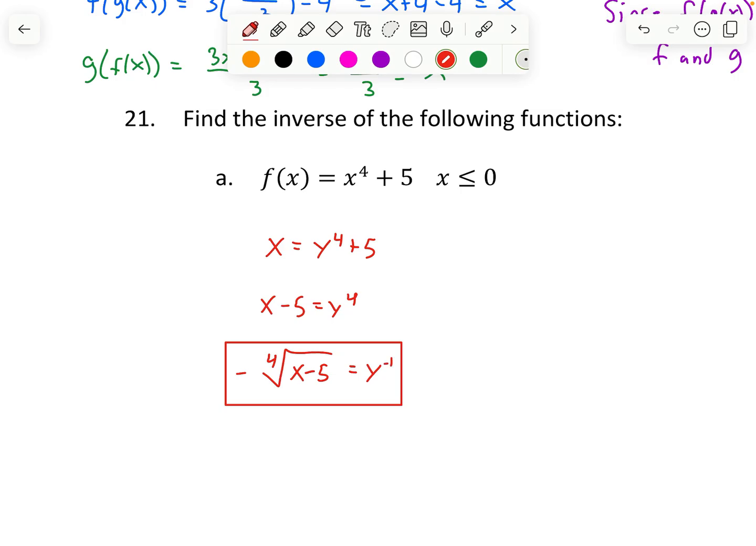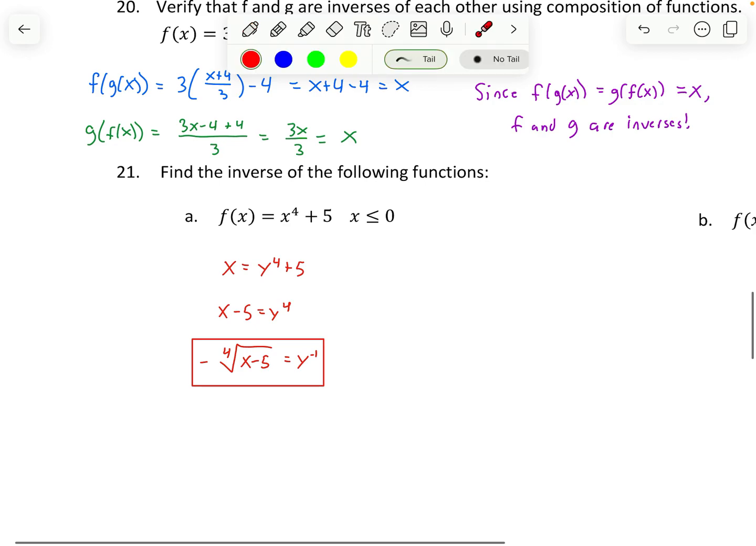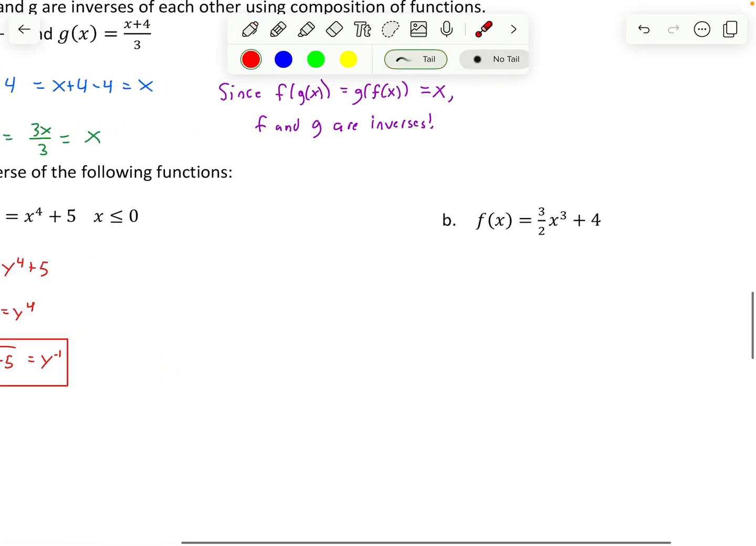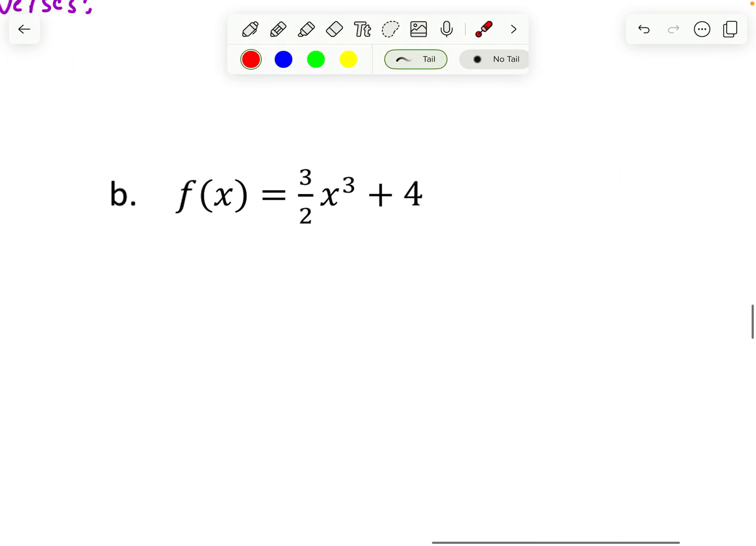I'm going to use the inverse notation right there. Because I can't really call it y, because it's a different y than from up here, even though it's called f of x, I guess. And same thing over here. We're going to switch x and y.